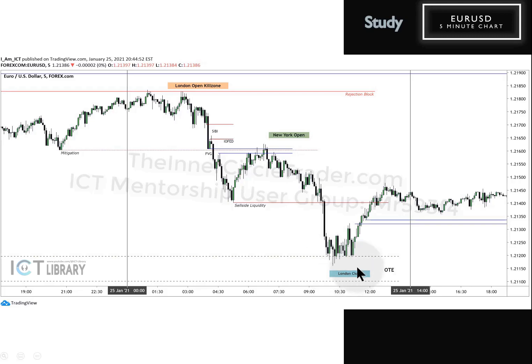All right, so these times are static. Don't move them around, and you'll see they pretty much serve you all year round. Euro on the 26th of January. So this is Tuesday's trading.